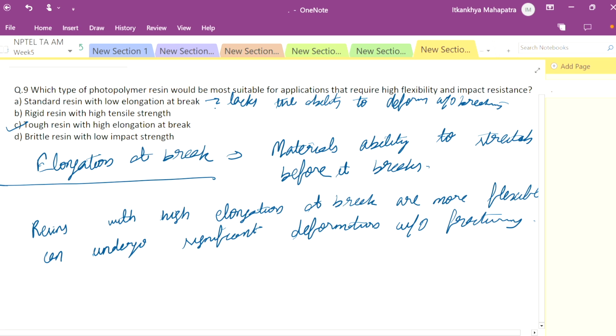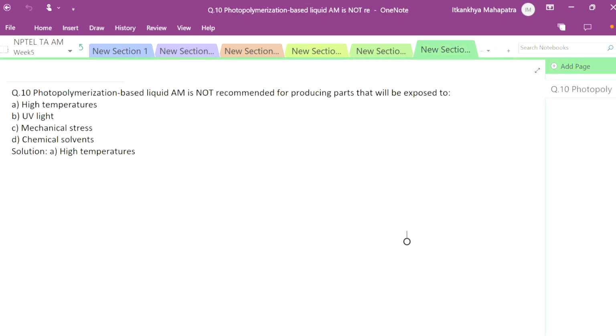Okay. Now the next question. Photopolymerization-based liquid additive manufacturing is not recommended for producing parts that will be exposed to: high temperature, UV light, mechanical stress, or chemical solvents. So the correct option is high temperature.